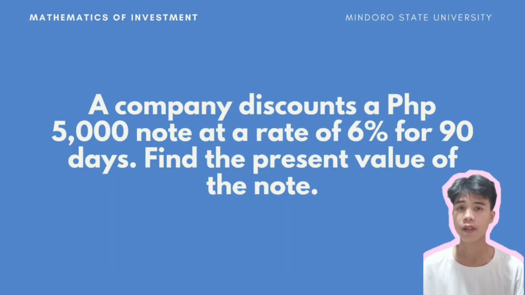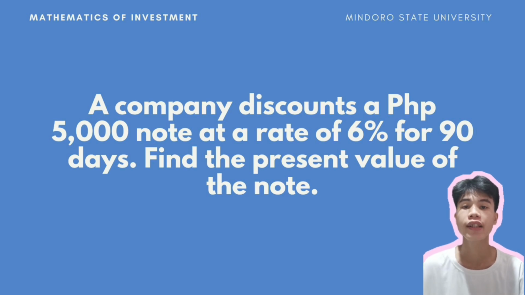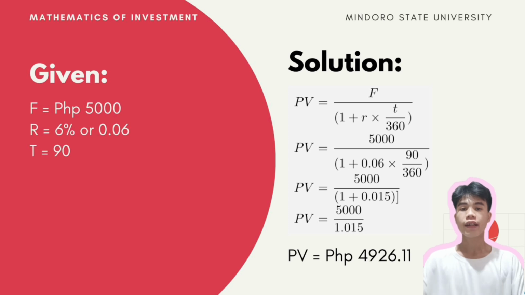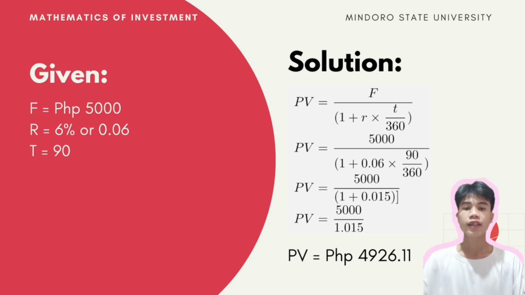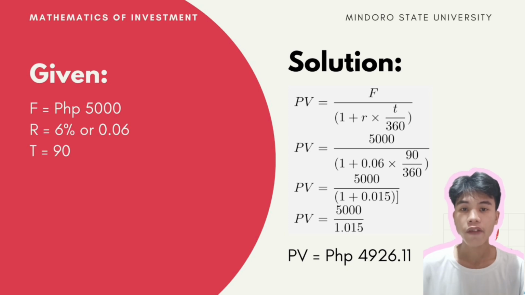Another example. A company discounts a 5,000 pesos note at a rate of 6% for 90 days. Find the present value of the note. To solve this, let's again identify the given first. F is equal to 5,000, R is equal to 6% or 6 hundredths, and time is 90 days. To find again the answer, just substitute the given values to the formula.